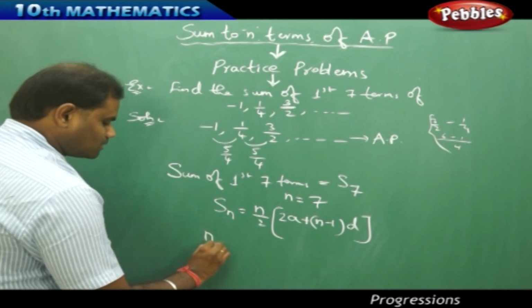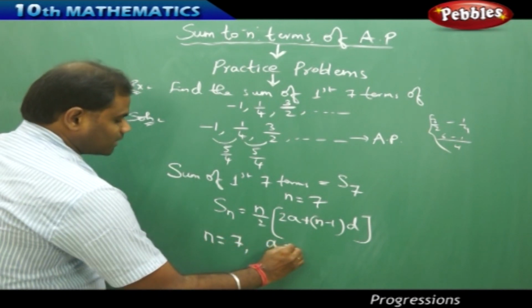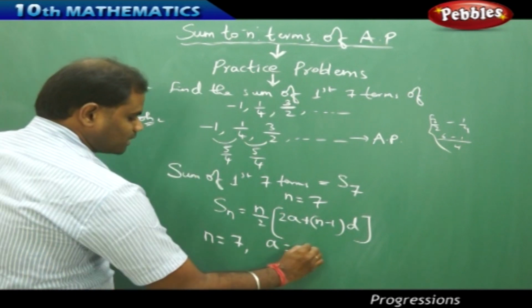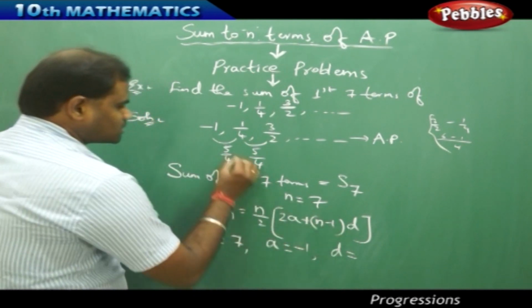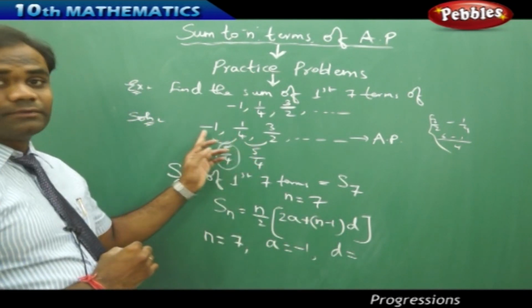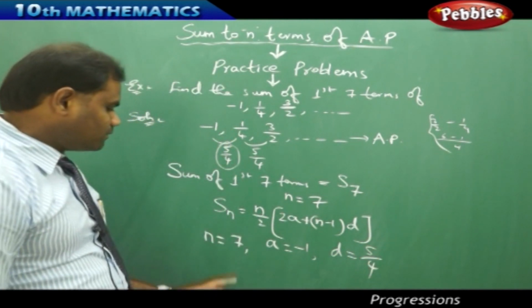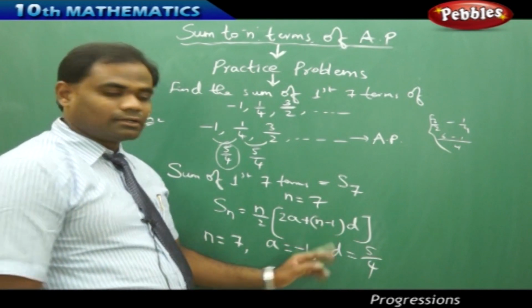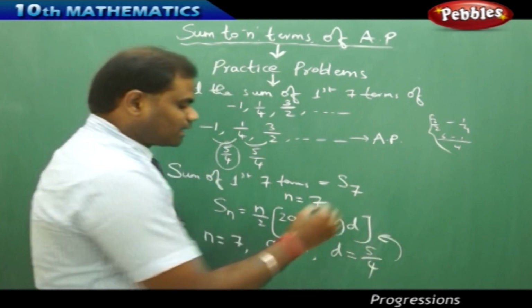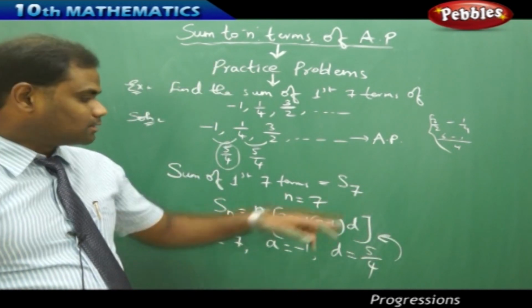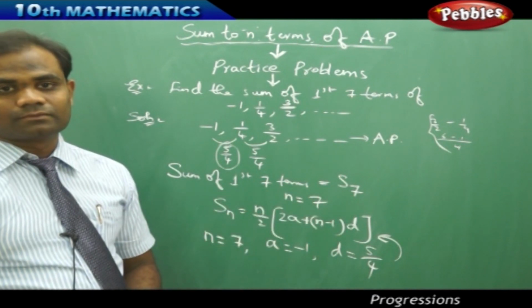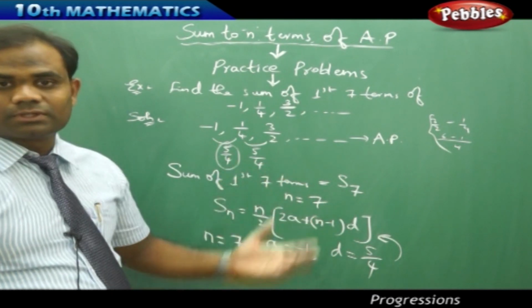In this case, n is 7 and my a is the first term, which is -1, and my common difference is the difference of this term with this, which is 5/4. So substituting the values of n, a, and d in the Sn formula, I get the sum of the first n terms, which is S7. So let's see how we can substitute each of them.